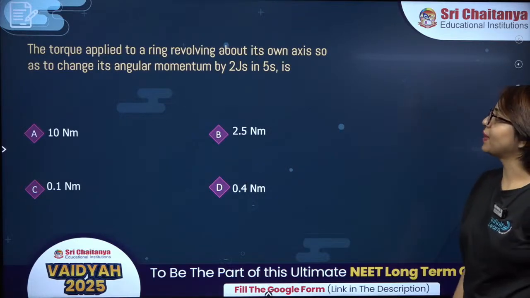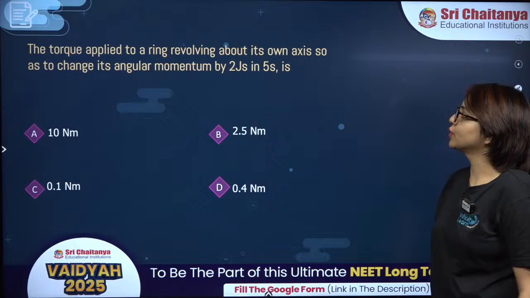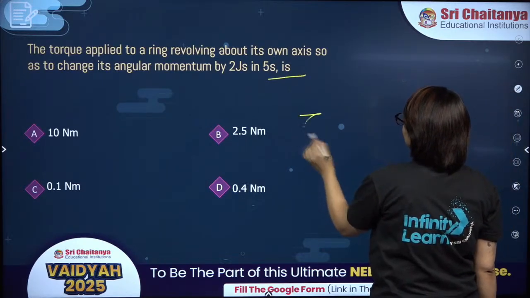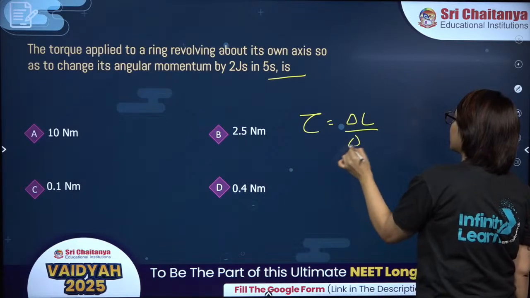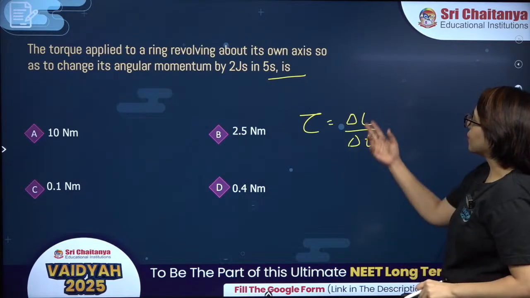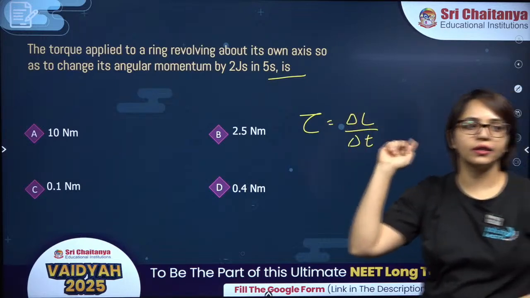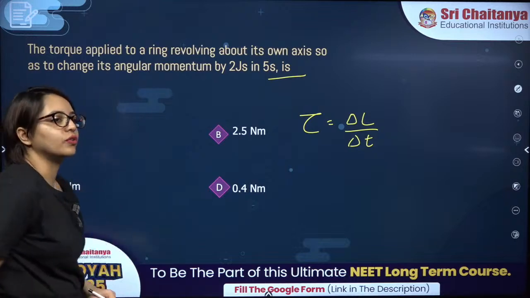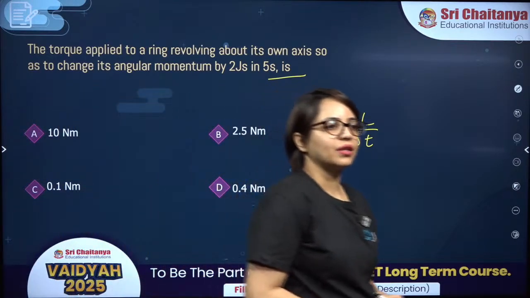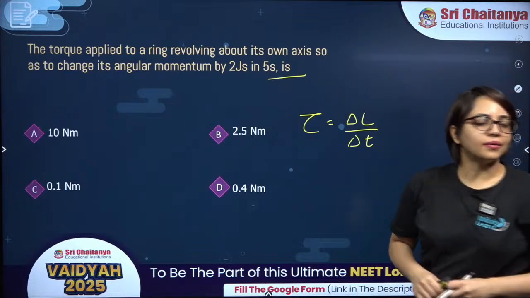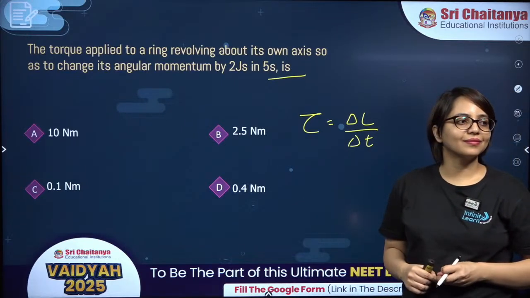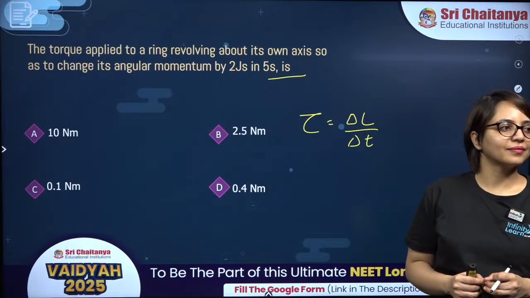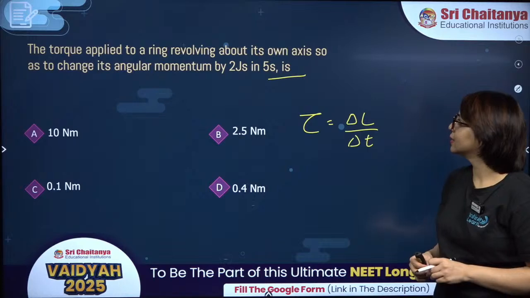Try this one. The torque applied to a ring revolving about its own axis so as to change its angular momentum by 2 joule second in 5 seconds is. So torque is the rate of change of angular momentum. The change in angular momentum is given, time is given. Find the torque. Come on. Well done, beta, well done. Yes, it is option C in the previous question, 24. Madhukar. Option D, all right.